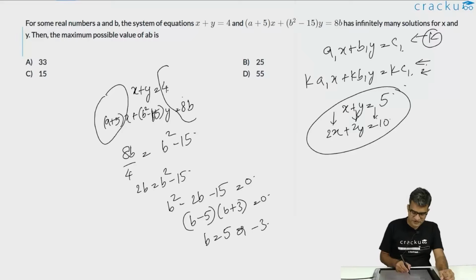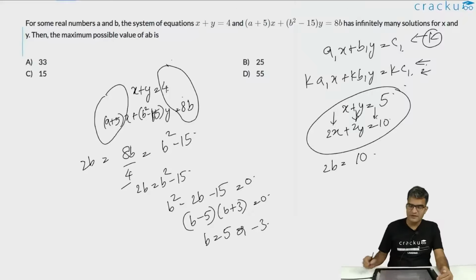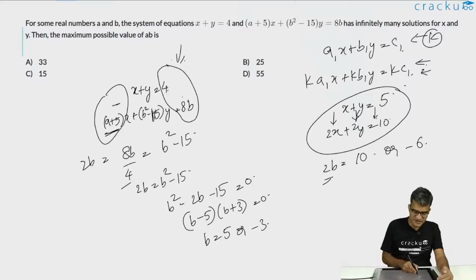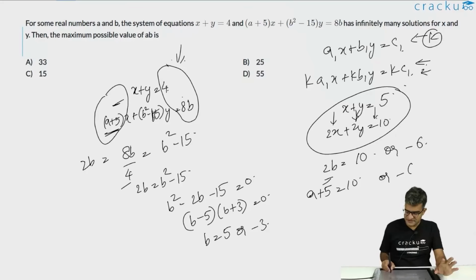What is the ratio of the constants? The ratio of the constants is 8b by 4, which is equal to 2b. So the value of 2b is either equal to 10 or it is equal to minus 6. This 2b is important because that is the ratio. This would imply that a plus 5 divided by 1, or a plus 5, is equal to 10 or it is equal to minus 6, because the ratio of the constants is 2b. So the ratio of the coefficients of x will also be equal to 2b. So a plus 5 is equal to 2b, or the value of a is either equal to 5 or it is equal to minus 11.